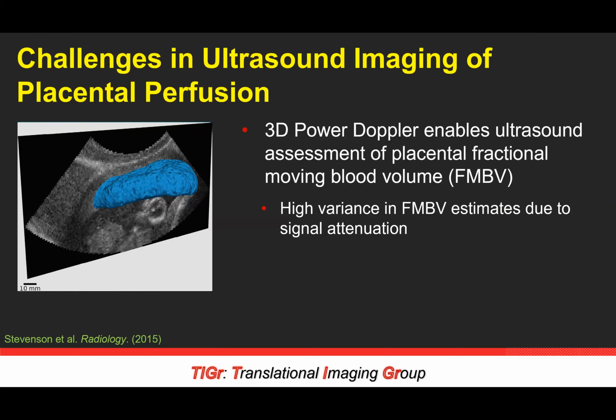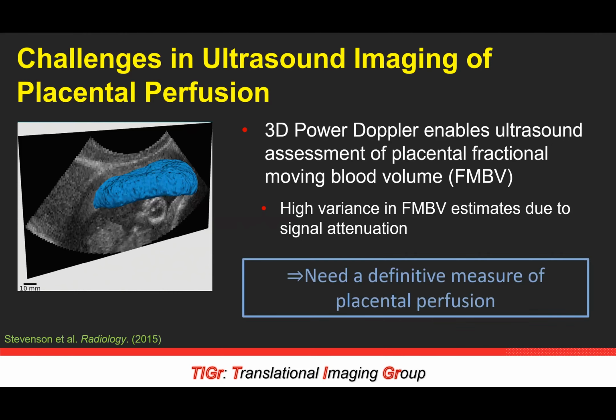However, Doppler ultrasound, despite these advances, has a high variance in estimates and is very difficult to get very clear results for, which means that we are motivated to find a definitive measure of placental perfusion, a direct measure of the amount of tissue, of blood in the tissue in the target region of interest, which is the placenta.